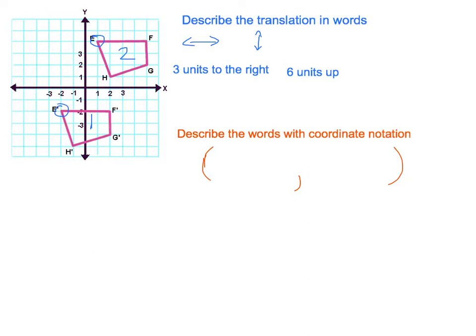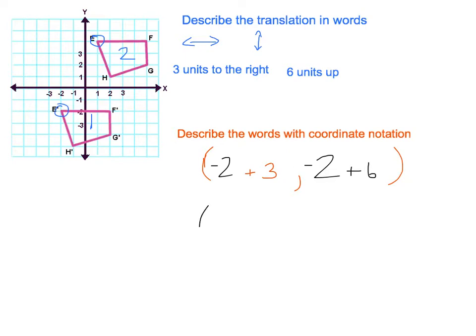Now, coordinate notation. Let's think about, for example, point E, using coordinate notation. Point E in figure 1 was the point -2, -2, okay? But what happened to it to become up here? Well, again, we said the x-coordinate went left or right. It changed 3 units to the right, 1, 2, 3, so we actually add 3. And then this y-coordinate went up 6 units, 1, 2, 3, 4, 5, 6, so we're going to add 6. That's the change in coordinate notation.